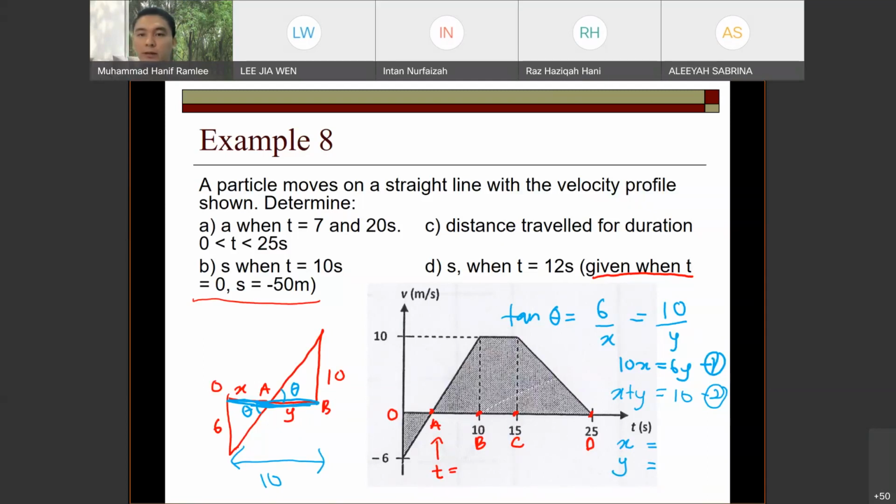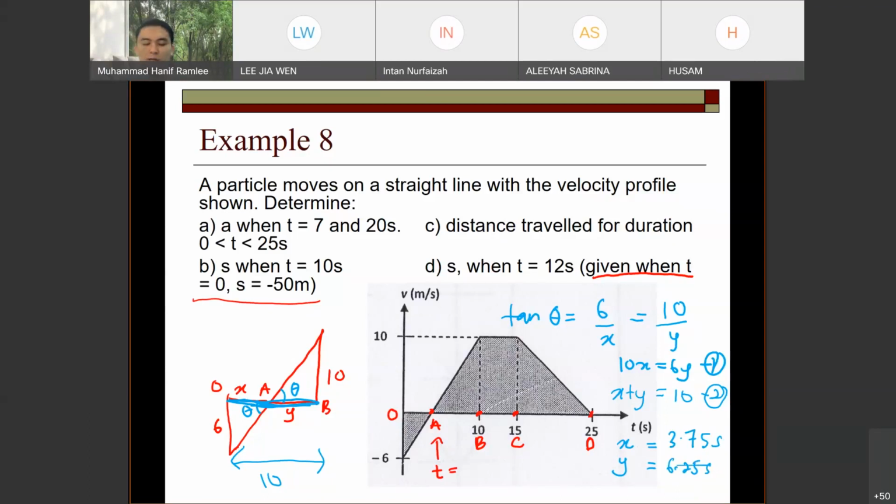No, Hassan is wrong. It is wrong. X is minus 15 and Y 25. No, wrong. Li Jiawin. Yes, correct. So X should be 3.75 seconds and Y equal to 6.25 seconds.